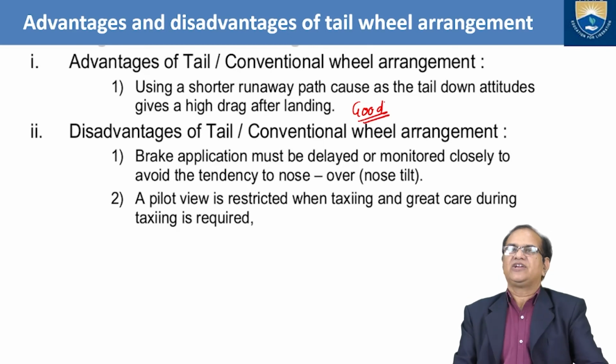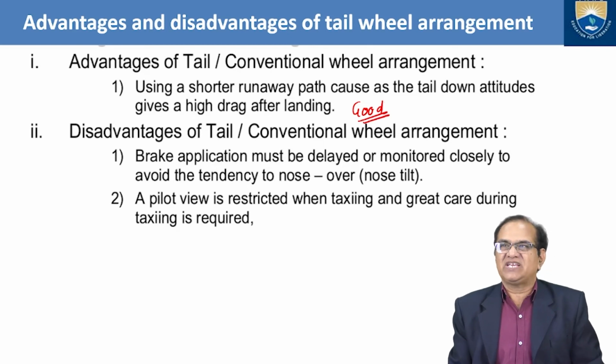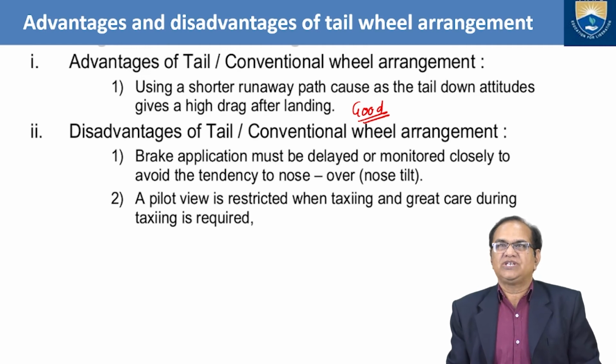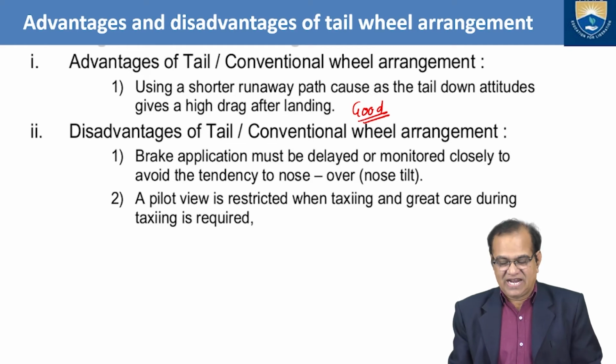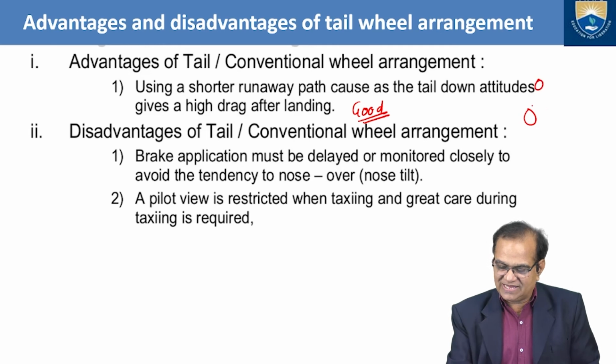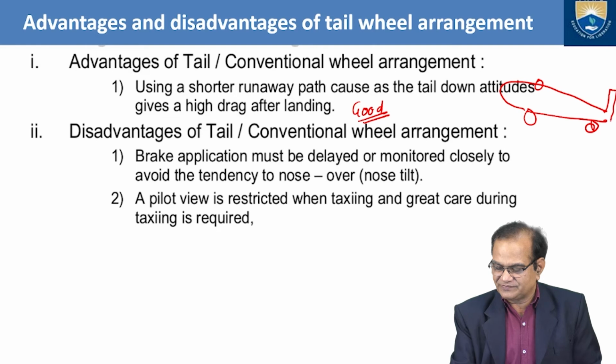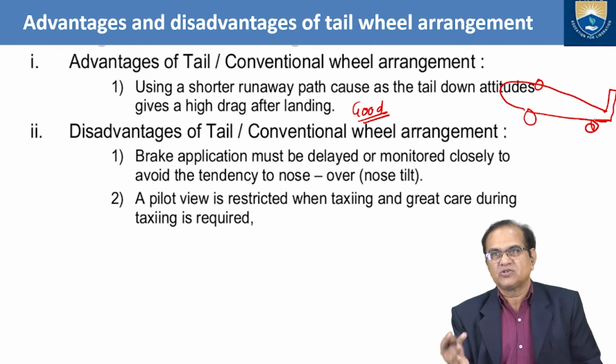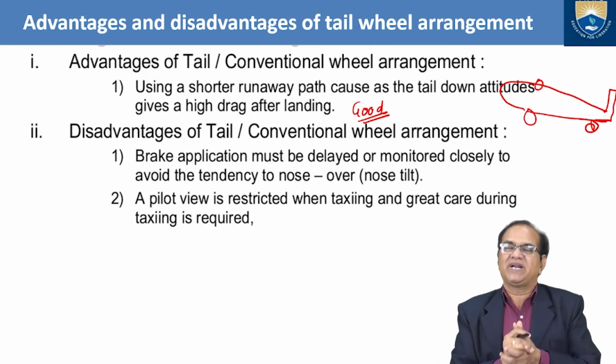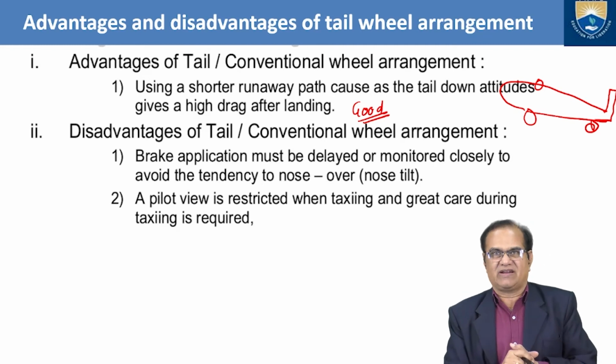For landing, it gives additional drag, and that makes a shorter runway requirement. So using a shorter runway path, because the tail-down attitude gives high drag after landing. You might have seen that the aircraft will be looking like this, so it is nose up. This nose-up attitude will give better landing capacity of the aircraft.